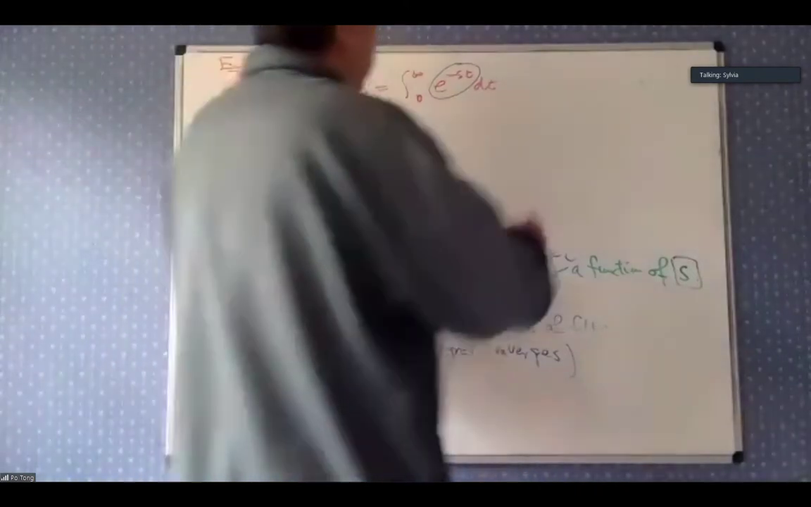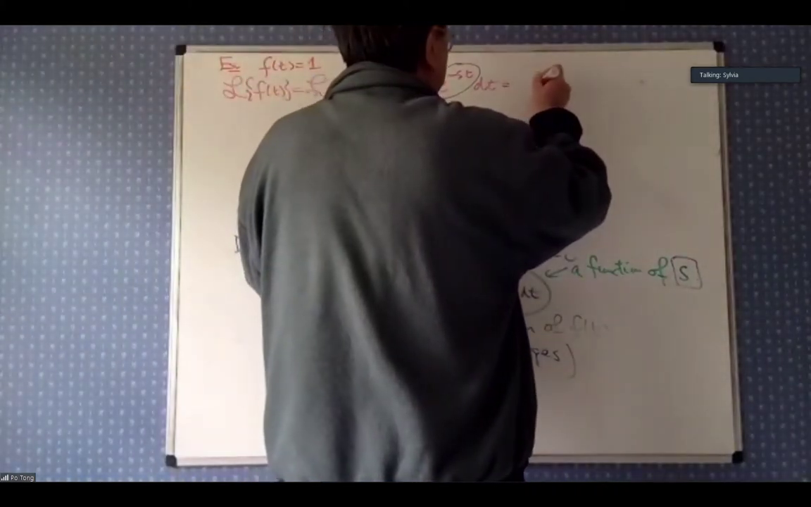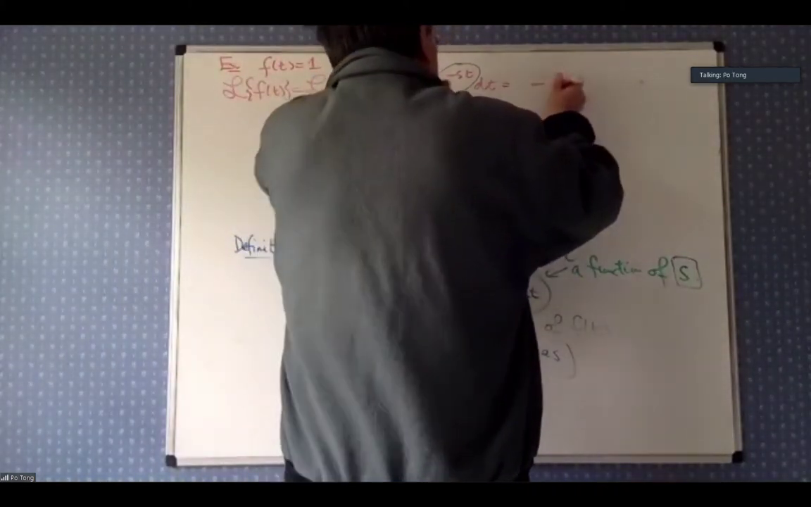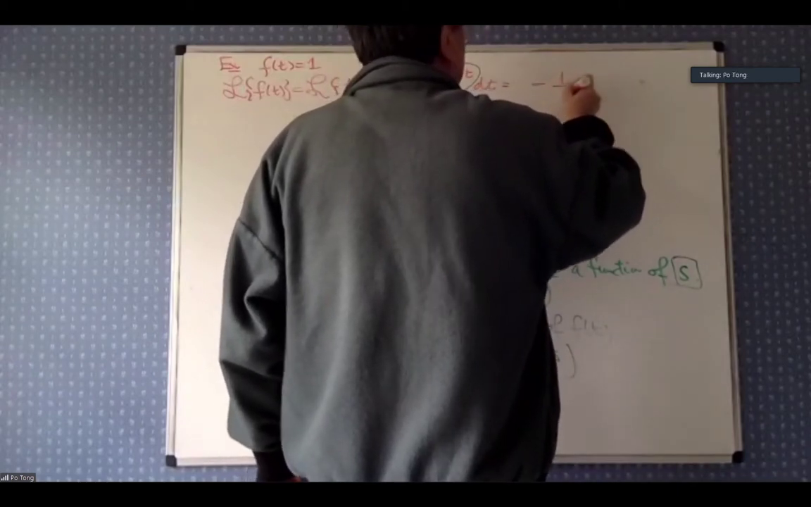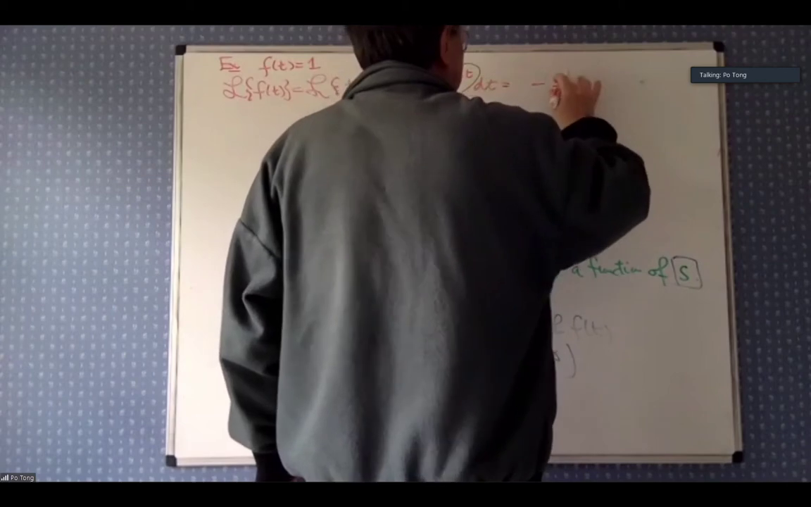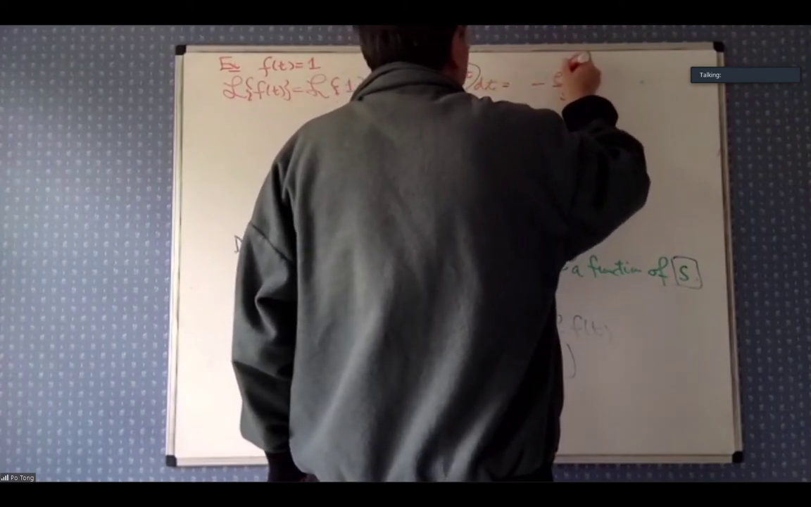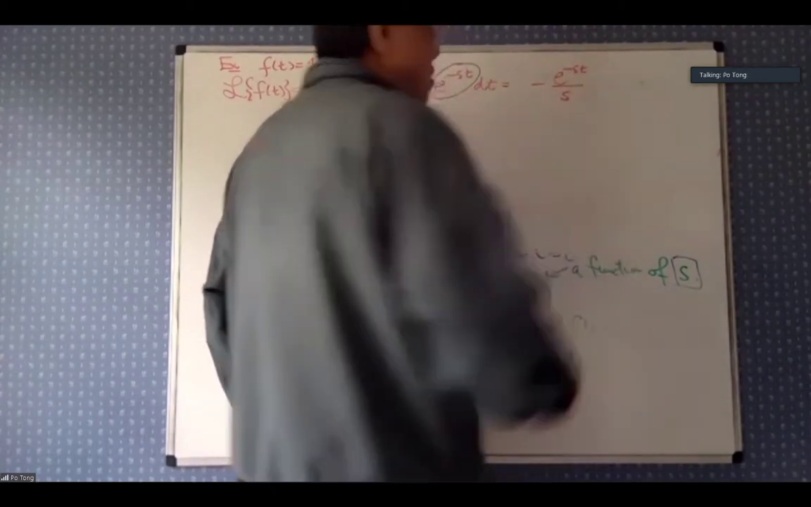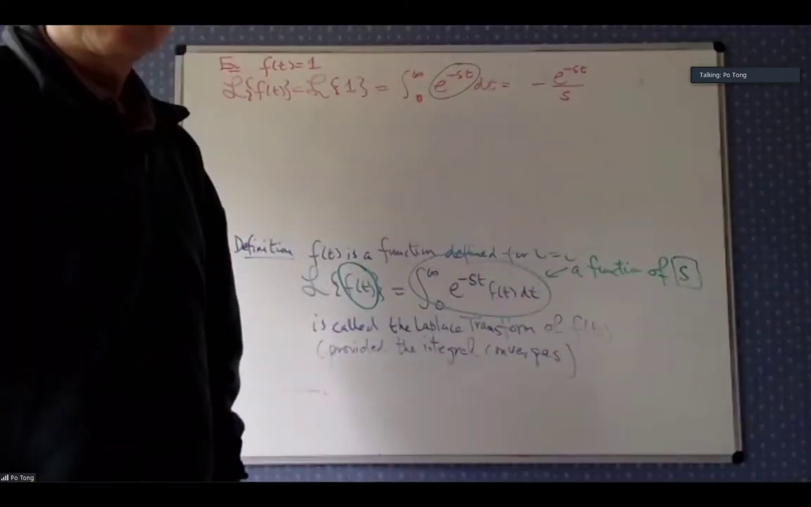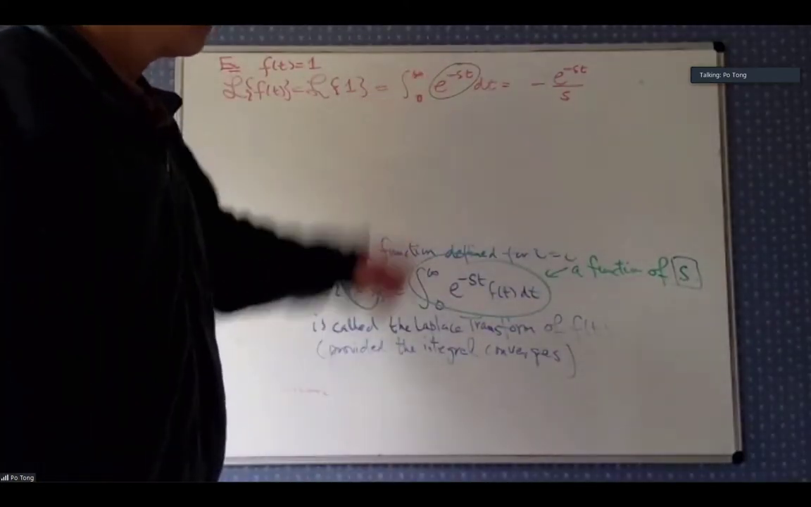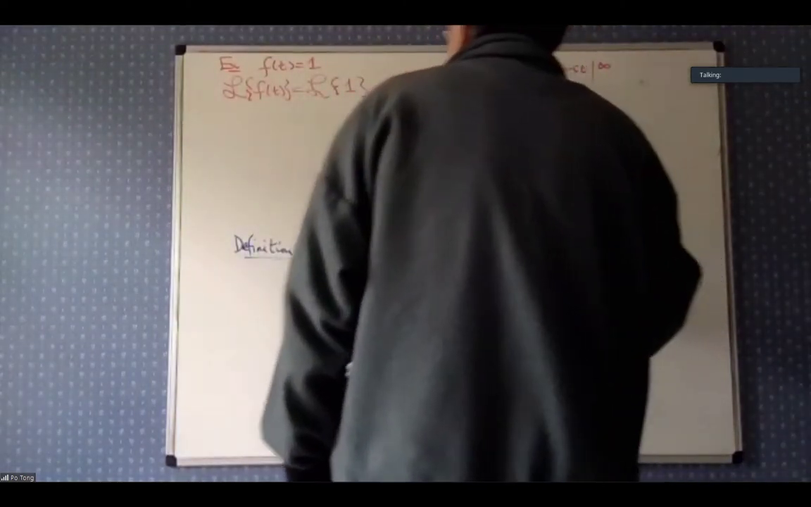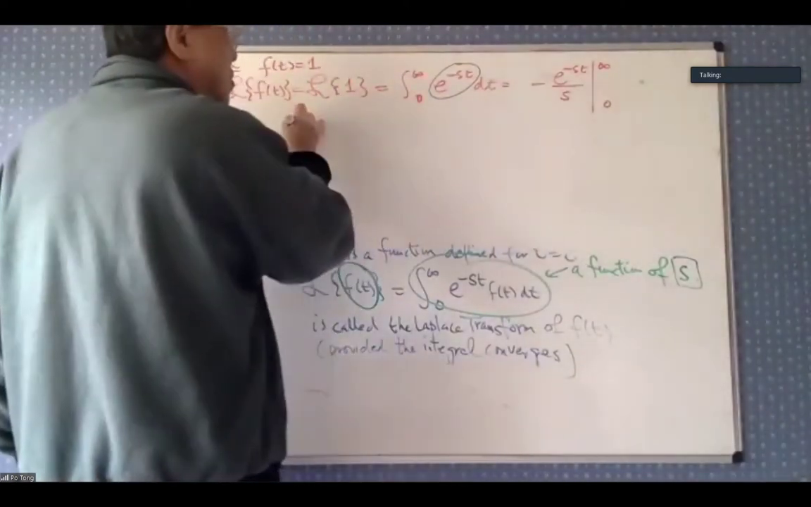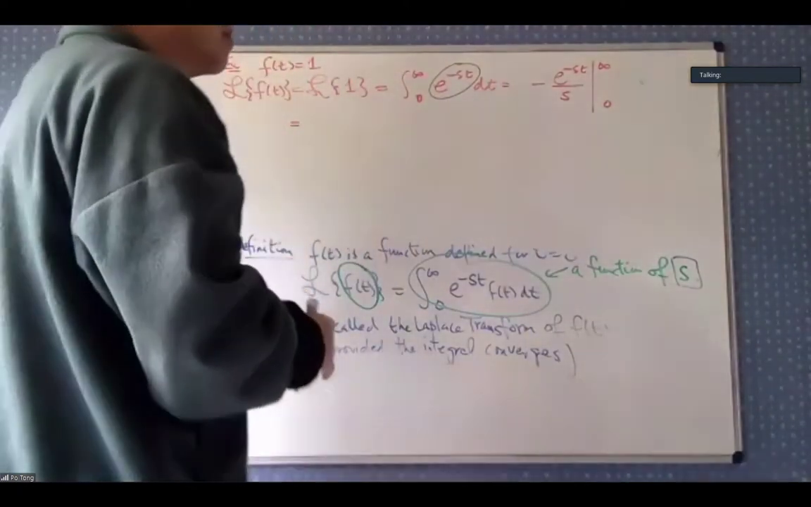Negative 1 over 5 e to the negative 5t. Negative 1 over s. It's an s, not a 5, sorry. Is it okay? That's the antiderivative. It's an s, not a 5. It's just my handwriting is terrible. Okay.